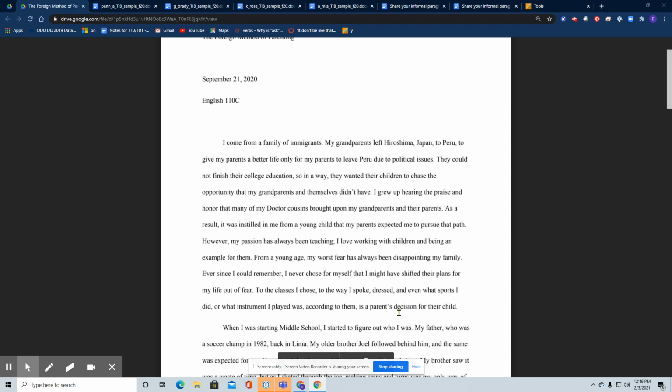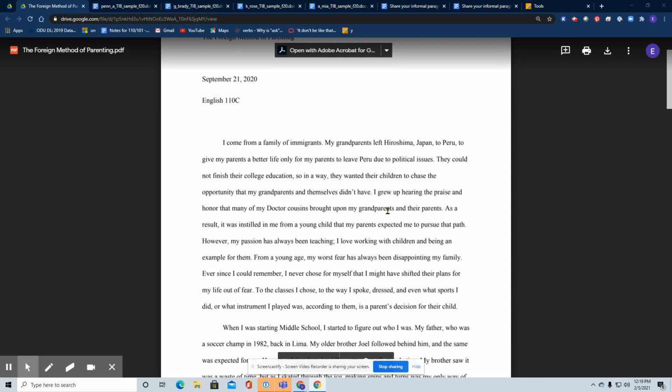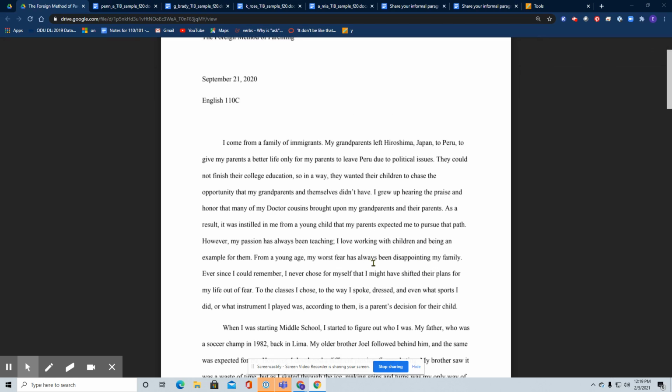Looking at this essay, you see right from the beginning, "I come from a family of immigrants." And then it builds from there with the past of this particular person and their parents. And it follows through in the paragraph. You look at the end of it, it stays with that idea of parents, but it also brings up this important point, a fear of disappointing the family.